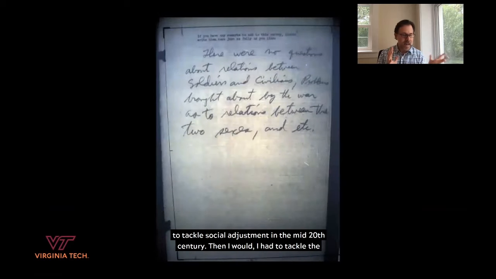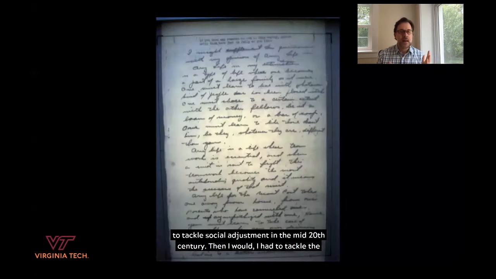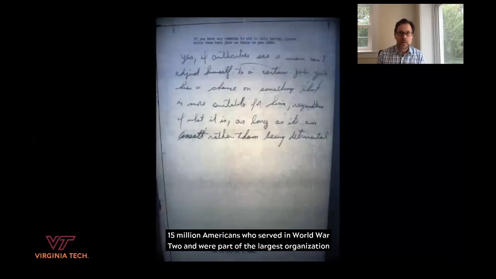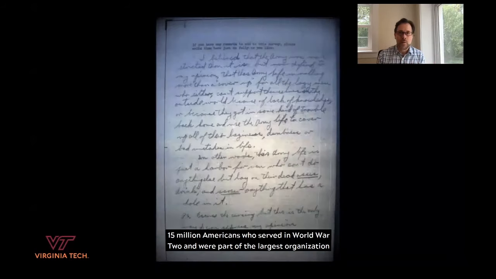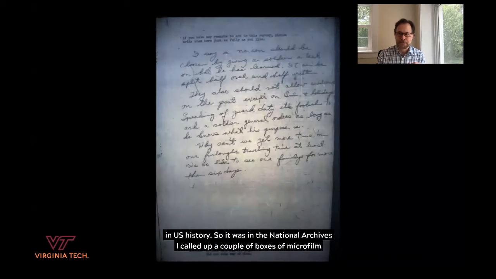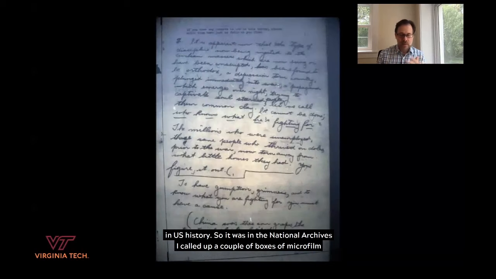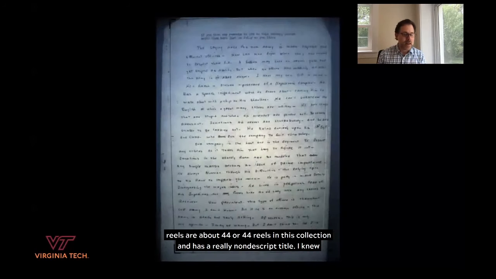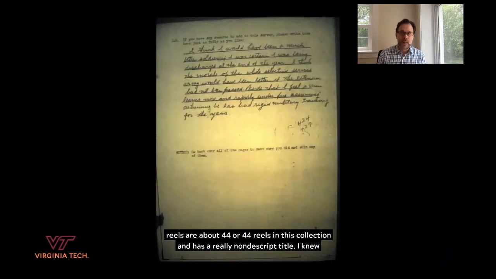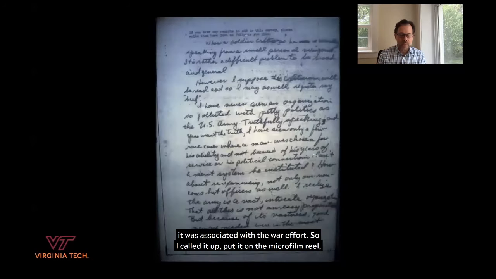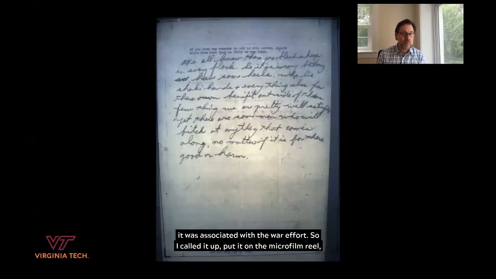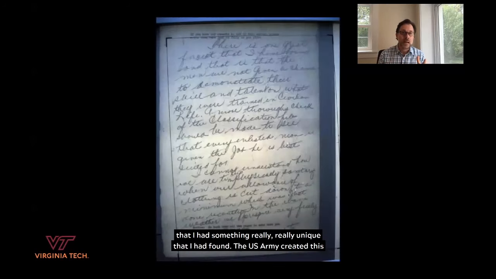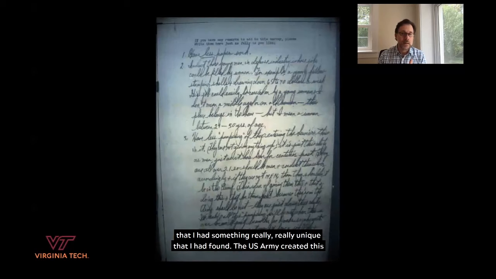I knew if I was going to tackle social adjustment in the mid-20th century, then I had to tackle the 15 million Americans who served in World War II and were part of the largest organization in US history. So I was at the National Archives. I called up a couple of boxes of microfilm reels. There were 44 reels in this collection, and it has a really nondescript title. I knew it was associated with the war effort, so I called it up, put the first reel on the microfilm reader, and I knew within just a few minutes that I had found something really, really unique.